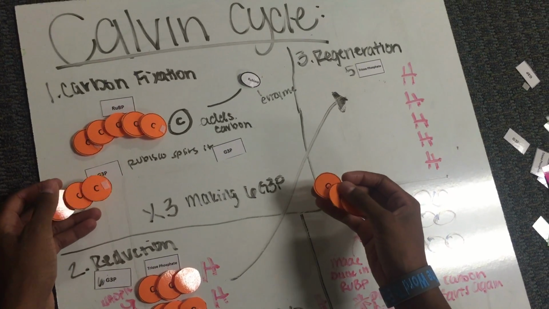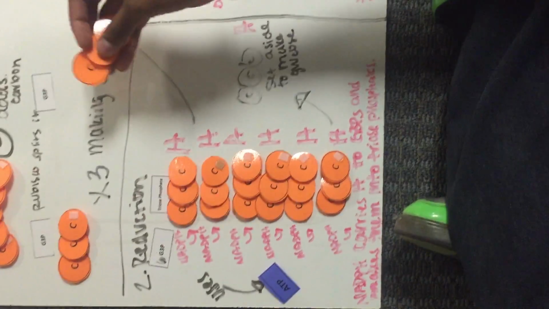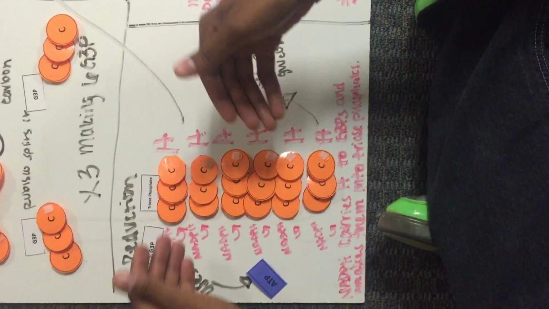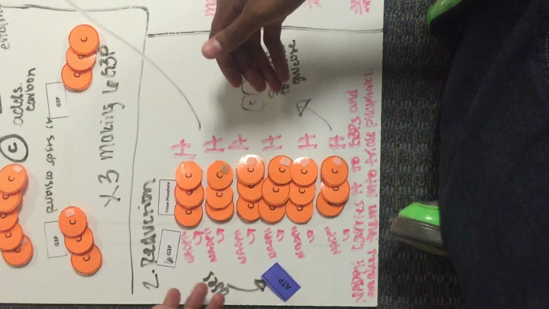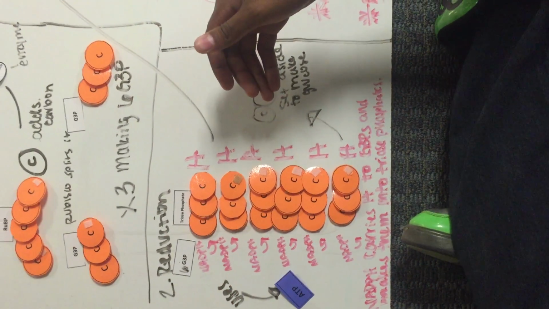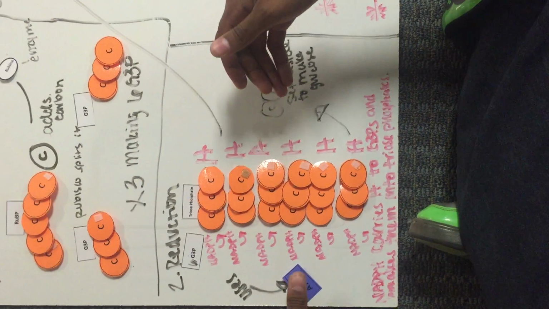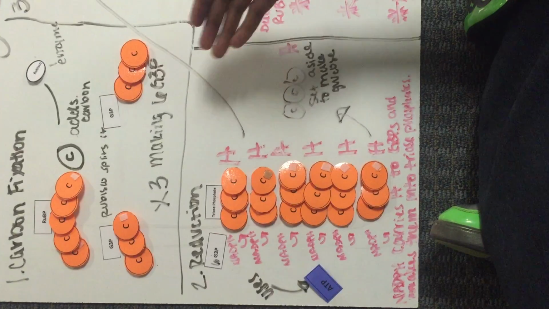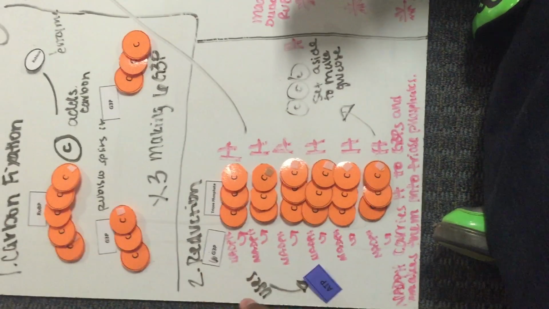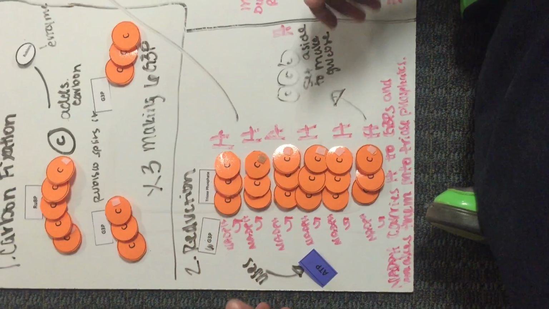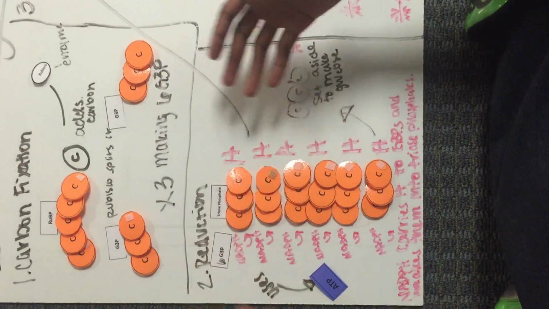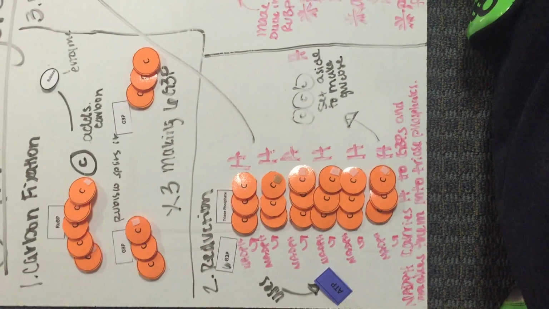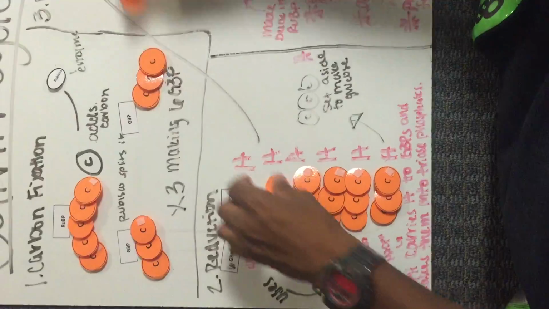And after this is done, it moves on to reduction, which is the second part of the Calvin cycle. So after this is created, you have your 6 G3P, and G3P is reduced, and it uses ATP and NADPH in order to reduce it with hydrogen to be able to create triose phosphate, and this does this to create 5 triose phosphate. Now, let's move these over here.